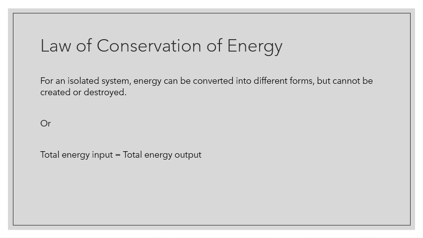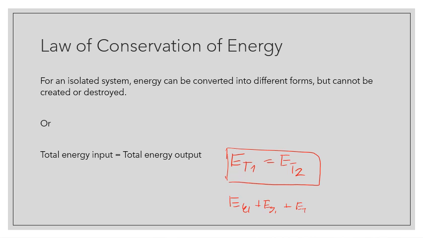It can be given by the equation ET1 is equal to ET2. So initial total energy is equal to final total energy. So for the forms of energy that we know so far, EK1 plus EG1 plus ETH1 is equal to EK2 plus EG2 plus ETH2.